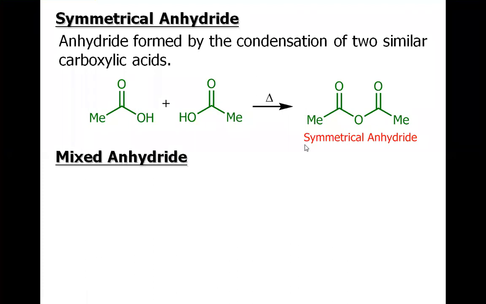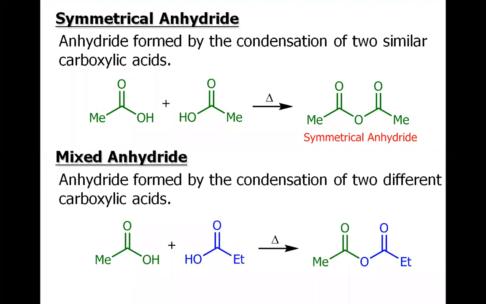Now let's discuss the mixed anhydride. In a mixed anhydride, basically two different or dissimilar carboxylic acids condense together to afford the anhydride, and you could see the difference between the symmetrical anhydride and mixed anhydride. In a symmetrical anhydride, we have the same acyl portion attached to the central oxygen, but in a mixed anhydride, we have different acyls attached to this central oxygen.